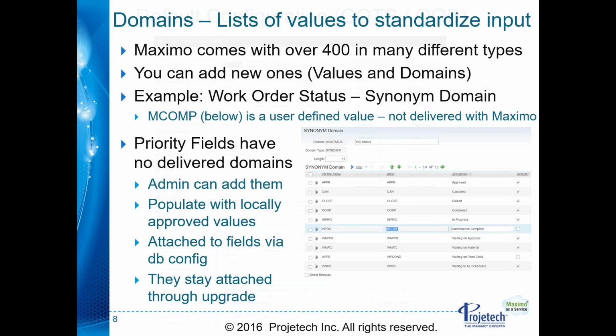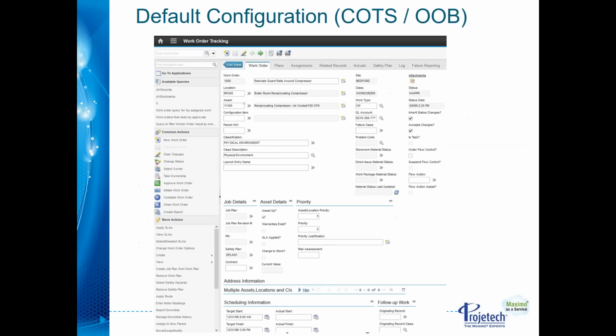So let's talk about default configuration. The COTS, the commercial off-the-shelf, or the OOB, out-of-the-box version of Maximo. This is just kind of how work order tracking looks out of the box, and it's a standard demo work order from MaxDemo. Tried to squeeze a few things on the screen just to get more here without making it completely unreadable.